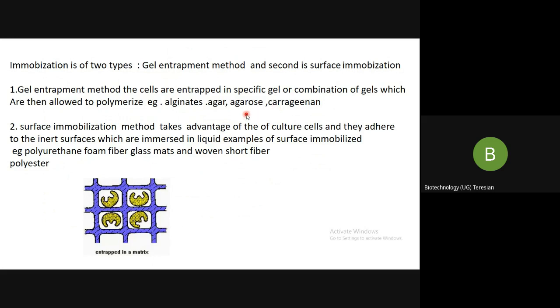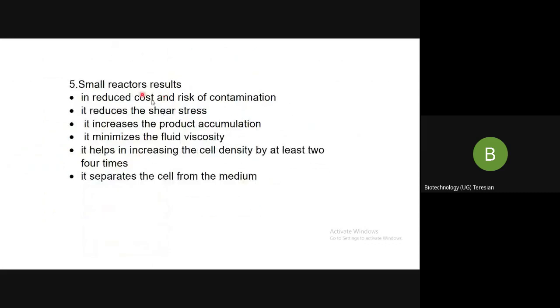So what happens is they polymerize and form a lattice. When they form such a lattice, your cell cultures get entrapped. That is, they are called immobilized. Now the cells cannot move. So this is one of the methods wherein you can immobilize the cells. By immobilizing, you get all these positive effects.